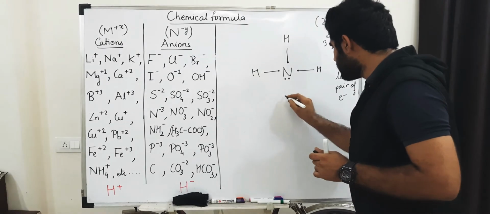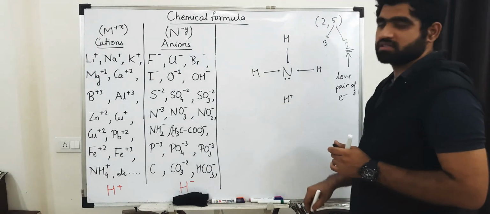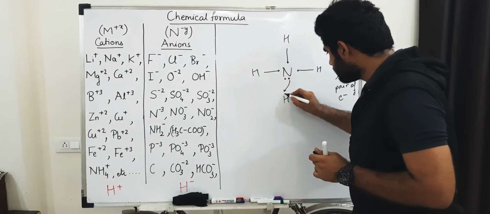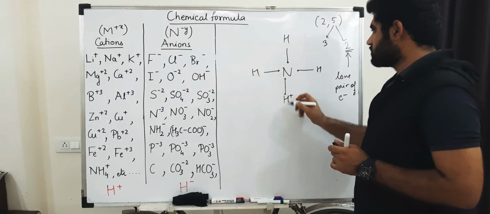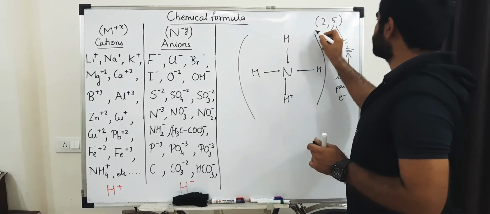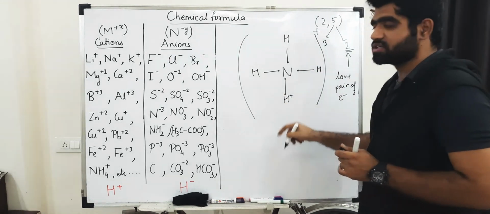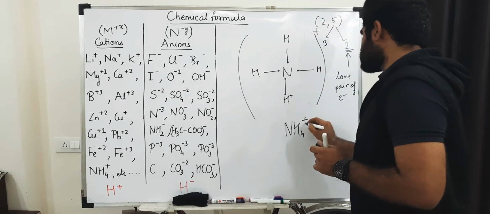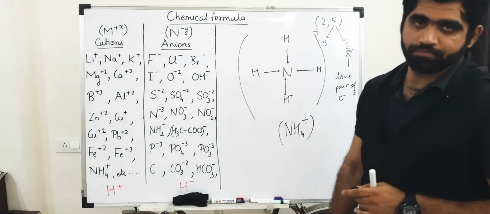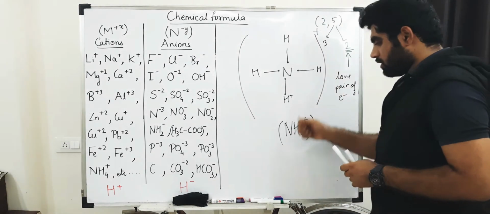So this lone pair binds with the H plus ion. The electron pair is given here, resulting in formation of a bond. This results in a positive charge because additionally hydrogen is connected. So this becomes NH4 plus, ammonium ion. Okay, all right.